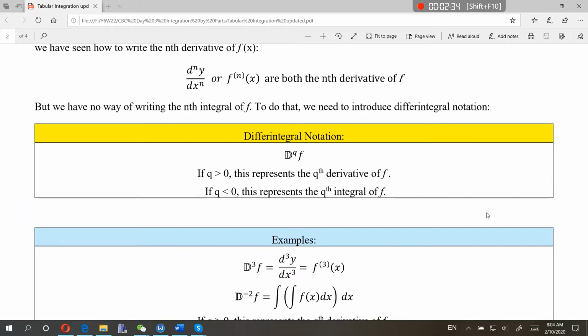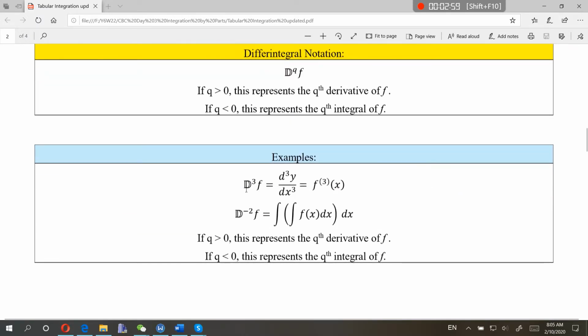Different integral notation is another way of writing functions. So it just says we're going to derive this function q amount of times. So I got this weird double d here, which just means we've derived it q amount of times for whatever our function is. If q is negative, then that means instead of deriving, we have integrated it that many times. So I could say in different integral notation, d3f would be the third derivative of f. d negative 2f would be a multiple integral, so you integrated f twice.